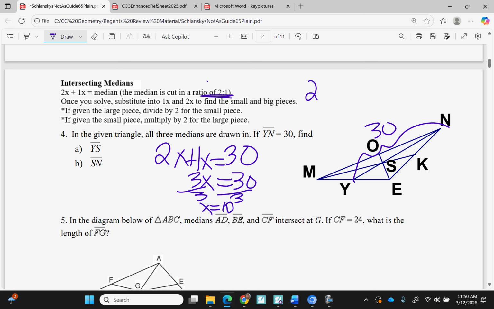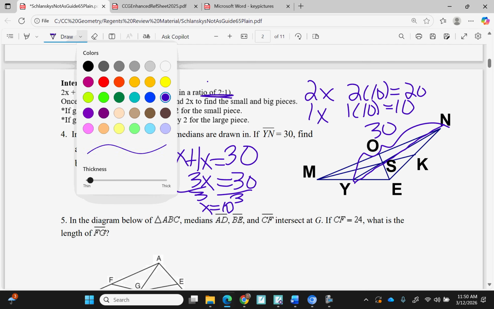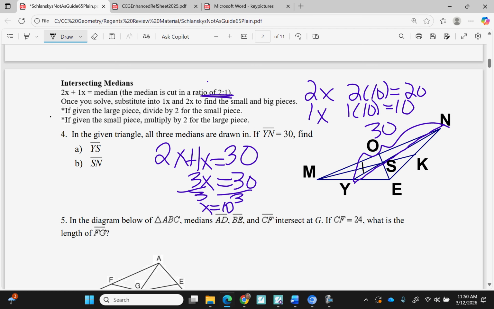So the two pieces of the median are 2x and 1x. So it's 2 times 10 and 1 times 10. 2 times 10 is 20. 1 times 10 is 10. So again, I'm looking at this purple piece. So the small piece of it is 10. That's YS. And the big piece of it is 20. That's SN. So YS is 10 and SN is 20. They're not going to ask you for both, but they could ask you for the small piece, or they could ask you for the big piece.